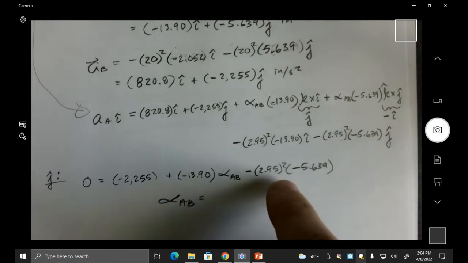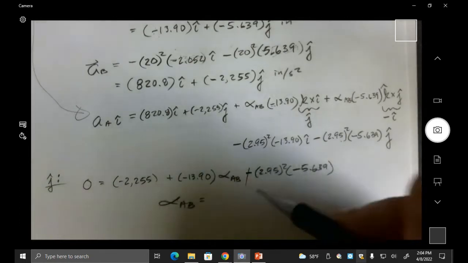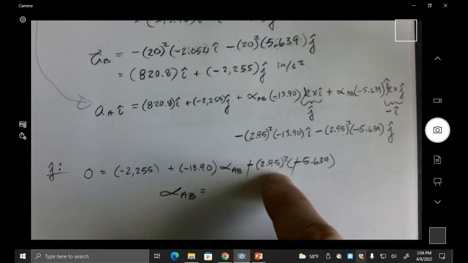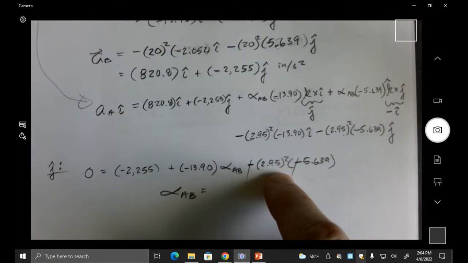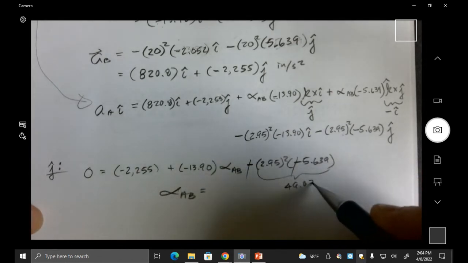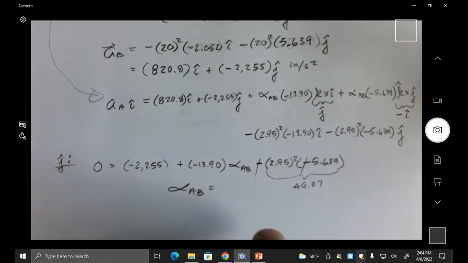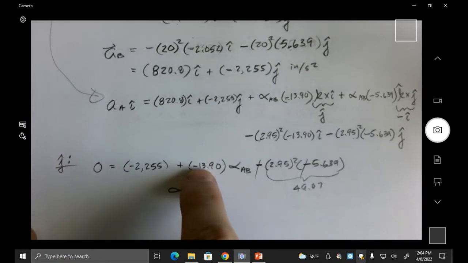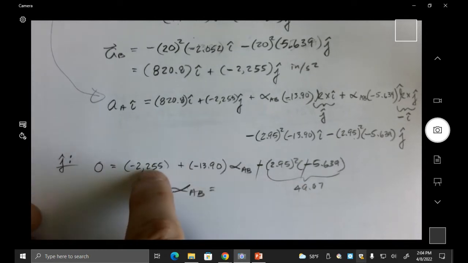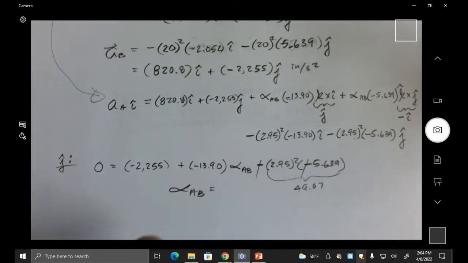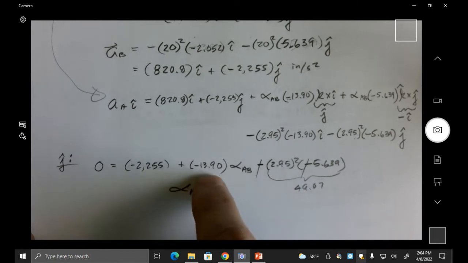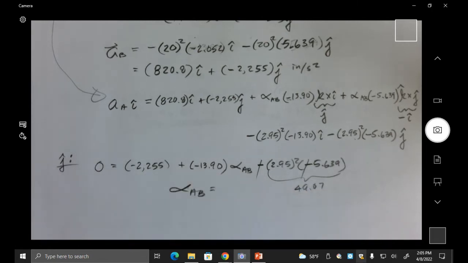Boom. But that's going to be right there, but this is not a large value right here. This is only like 49.0. So if we wanted to find it as an in-between number, 49.07 is what that ends up equaling. But this one's negative, but he's going to come up to the other side. So we're going to have this negative 2,255 minus the 49.07, and then divided by 13.9.